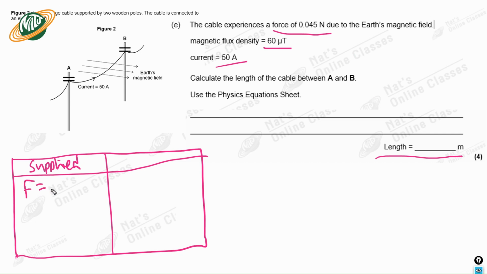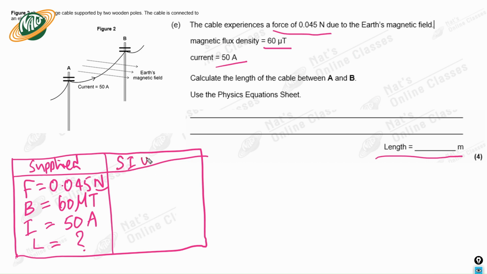So force equal to 0.045 unit Newton. Very importantly, note down the units. Magnetic flux density B, which you can represent as 60 microtesla, and current, which is I, the value for current is 50 amps. You have been asked to calculate the length. Right, so this is supplied, and I want you to convert everything into SI units. That is what we will be using in the formula.